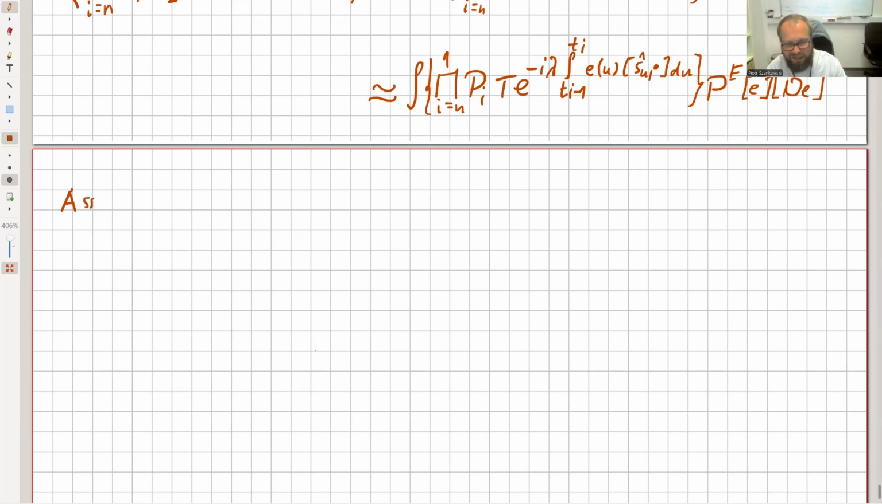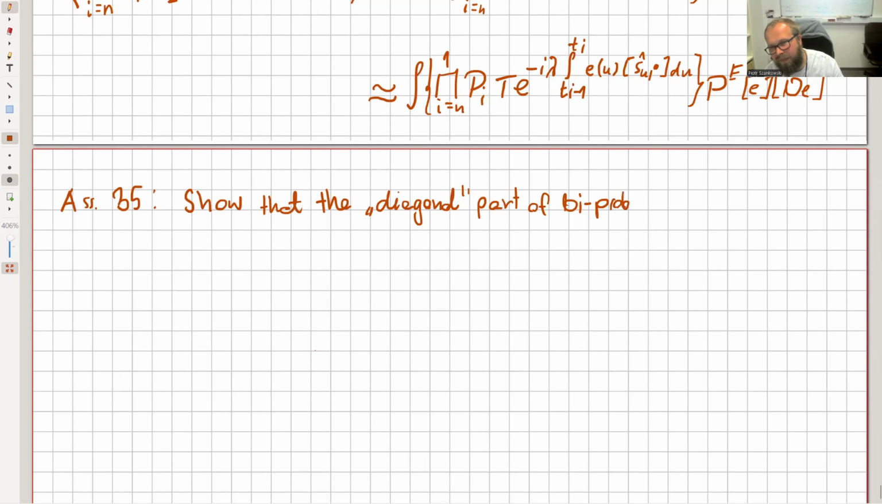So we have assignment 35, and it says: show that the diagonal part of the bi-probability distribution is non-negative.